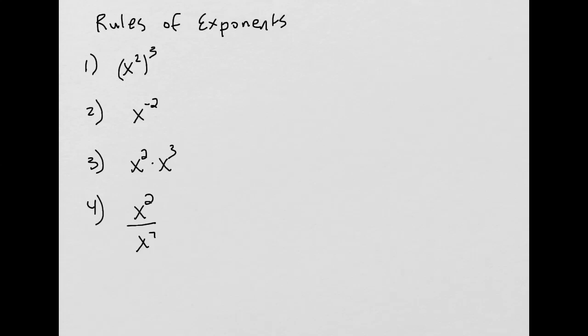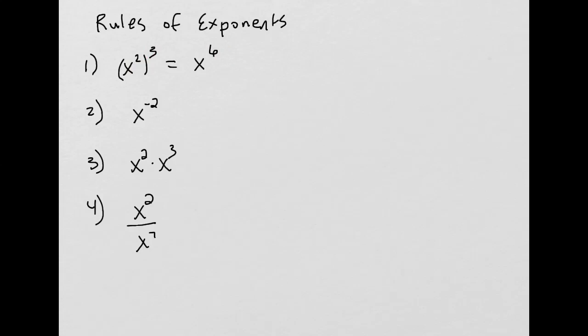The first one deals with what you do when you're simplifying powers to powers, something like x squared to the third power. When we simplify powers to powers, I multiply my exponents together. So in this case, if I simplified, I would end up with x to the power of 6. I get that by multiplying the two exponents that I have, so 2 times 3 gives me the 6th power.